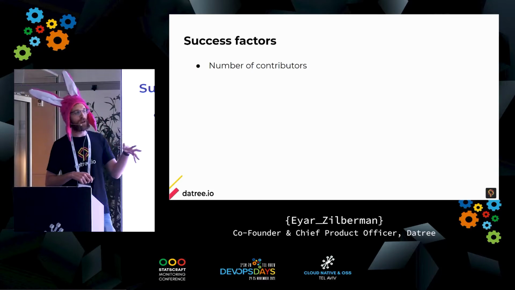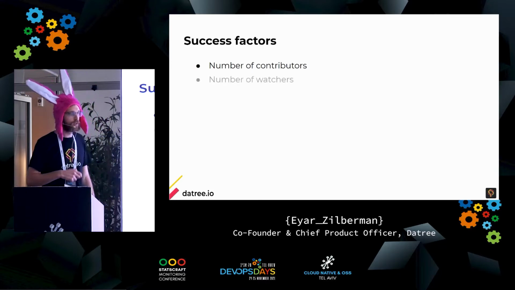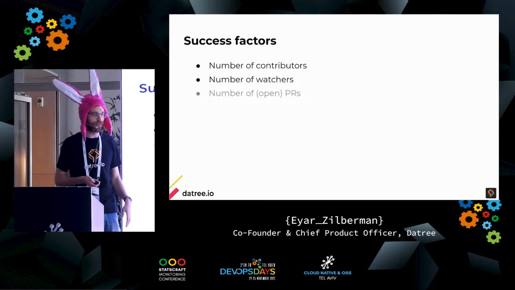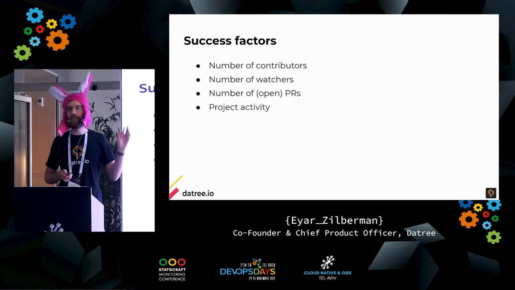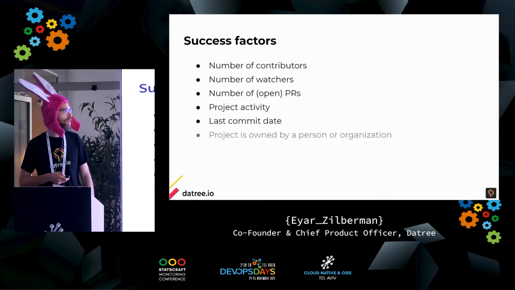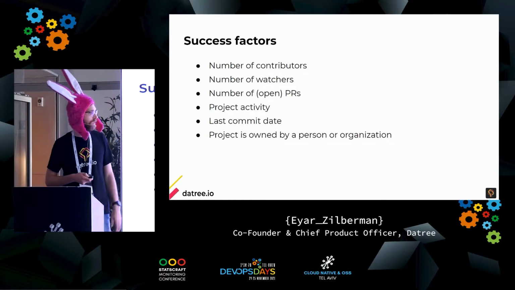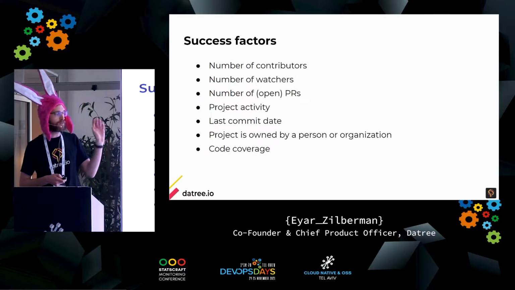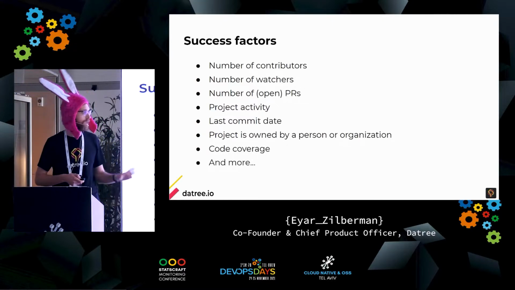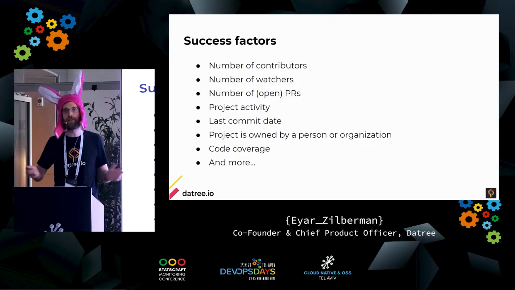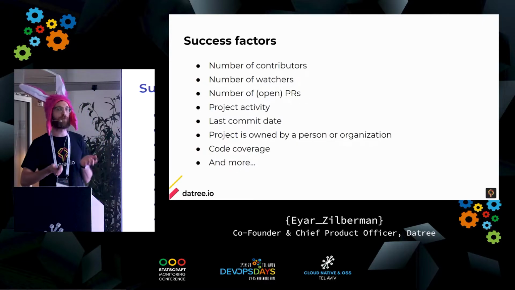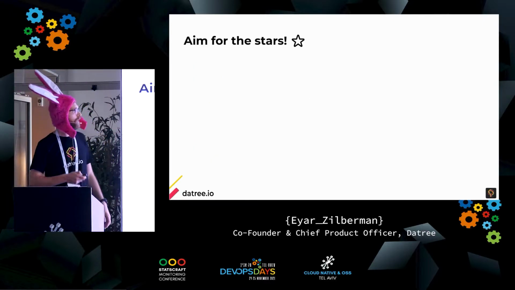So I talked about stars, but I know there are a lot of other success factors. How many pull requests, how many issues, how many watchers, what is the activity, commit size, code coverage, and so on. Yes, you're right. There are so many factors that can tell you if your open source project is a success or not.